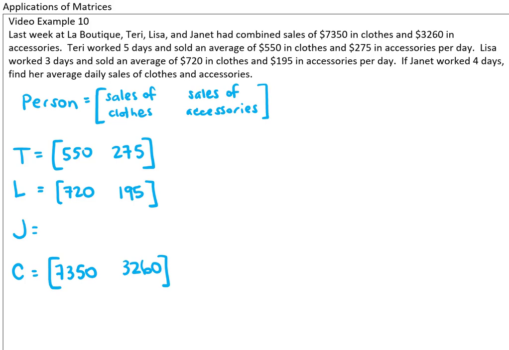And then let's set up an equation that works with the sentence that we've given. We know that they had a combined sales, and we know how many days per week they worked. So let's set that up. If Terry works for 5 days, then she'll have 5 times the amount of her daily sales. And Lisa worked for 3 days. And then Janet worked for 4 days. Then they will end up with a total combined. And let's solve this for J and then plug the values in for the matrices to find it out.